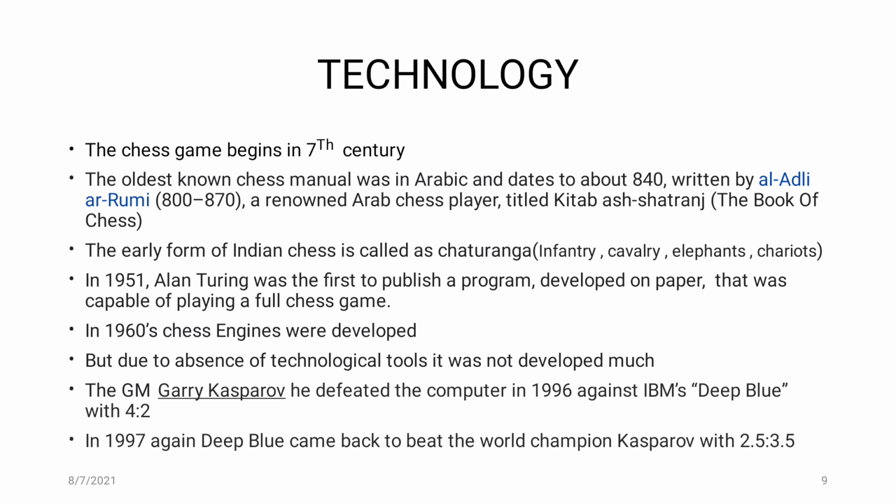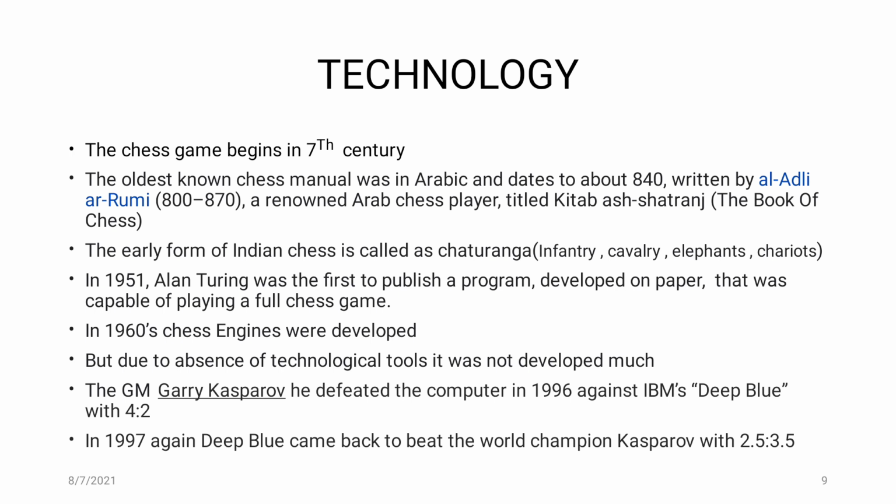Technology. The chess game began in the 7th century. The oldest known chess manual was in Arabic and dates to about 840 BC. It was written by Al-Adli ar-Rumi, a renowned Arab chess player. He titled the book Kitab ash-Shatranj, the Book of Chess.